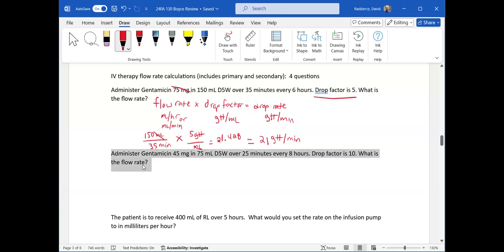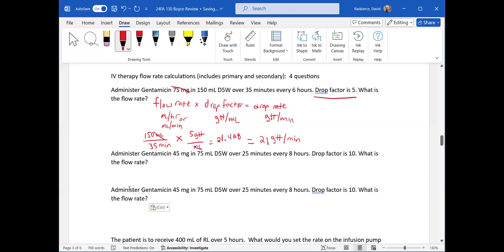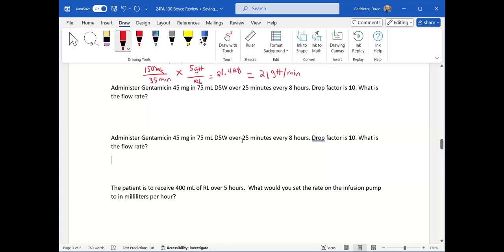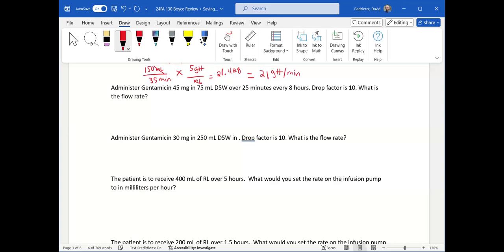Let's make another question that's similar, so that you can see what that would look like, because you are correct. Yes, there are times where you can get that. So let's say it's 30 milligrams, let's say it's 250 milliliters, in 2 hours, with a drop factor of 10, what is the flow rate?